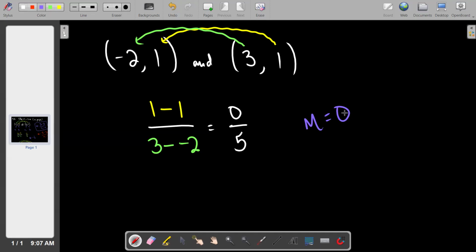0/5 is not simplified, okay? It's not in simplest form. 0 is simplest form. So that would be a horizontal line. That means that the line goes 0 up or down, no rise, but lots of run. That's what a horizontal line could be described as.